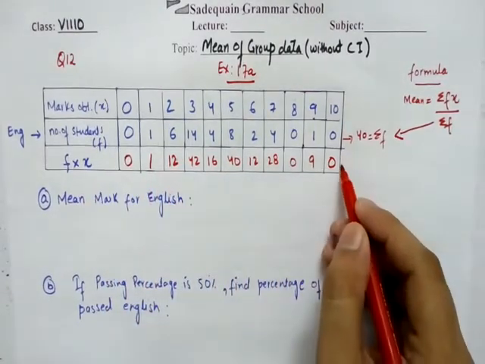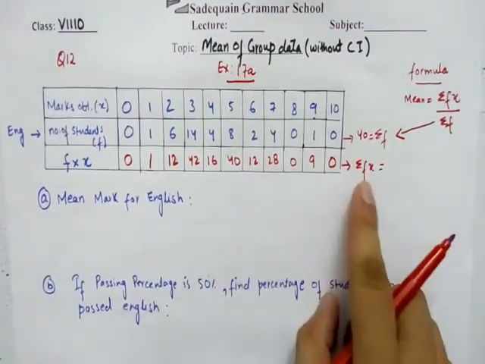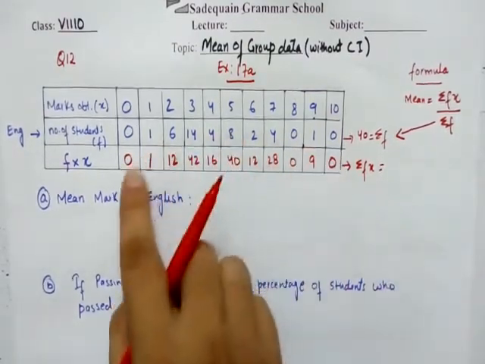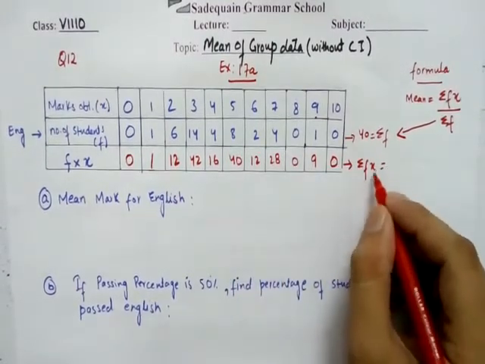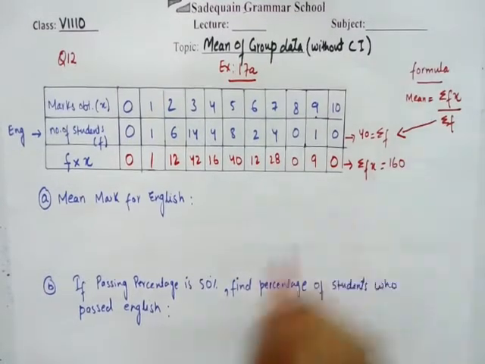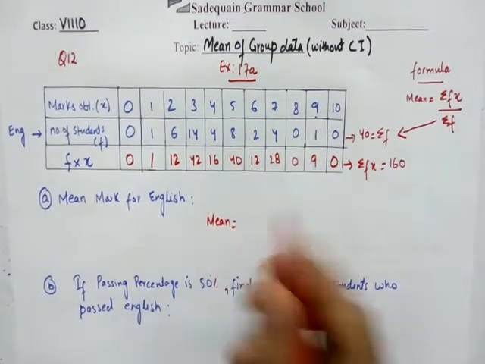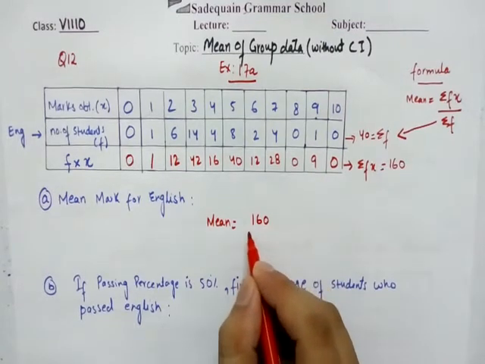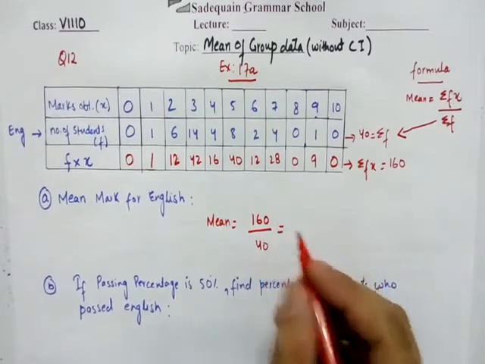Now if you add all these values, you will get summation fx. Summation fx means sum all the values of f into x. So you will add all these values or type this in calculator. After adding all these values, we will have the final value for summation fx as 160. So mean mark, as the formula suggests, mean is equal to summation fx upon summation f. We will write the value of summation fx as 160 upon summation f, that is 40. So the final answer would be 4.